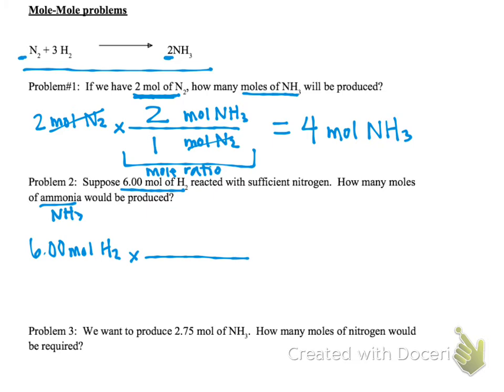Set up your conversion, and you need to use your mole to mole ratio. Mole H2. You match your units diagonal. Use your mole to mole ratio to solve. So you're trying to go from moles H2 to moles NH3. And the numbers, again, are going to come from your balanced equation, from the coefficients. So take 5 minutes to finish problem 2 and to set up and solve problem 3.